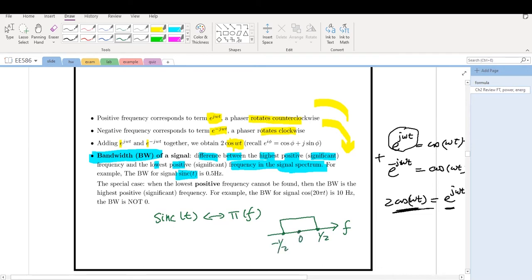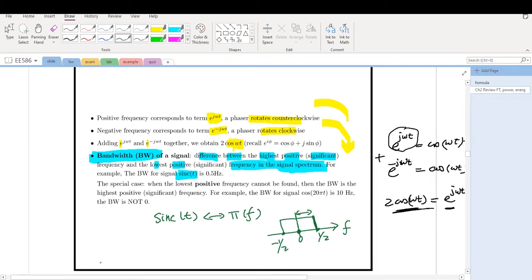That's 0. The definition of bandwidth is the difference between the highest positive frequency, that's a half, right, and the lowest positive frequency. There's no lowest positive here, it is 0. Therefore, the bandwidth is half a hertz. Please note that if the lowest positive cannot be found, then the bandwidth is defined as the highest positive frequency.